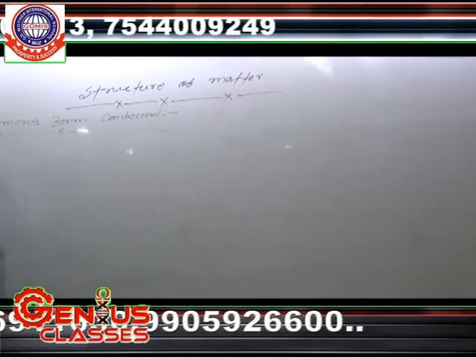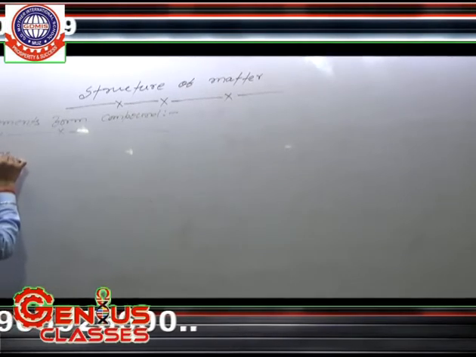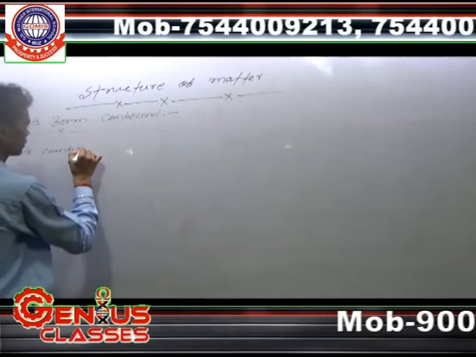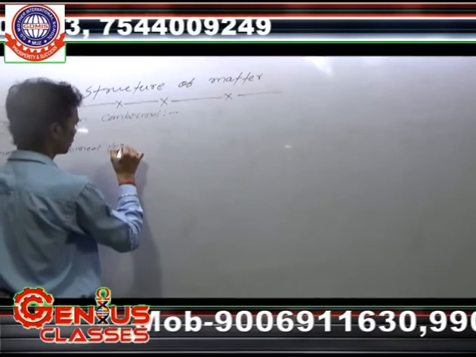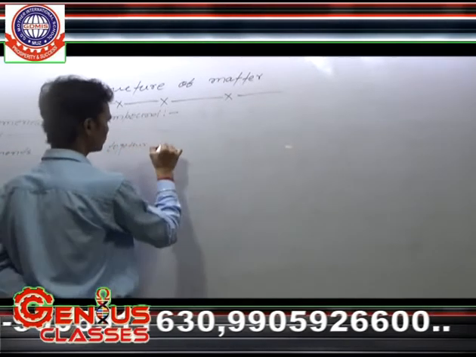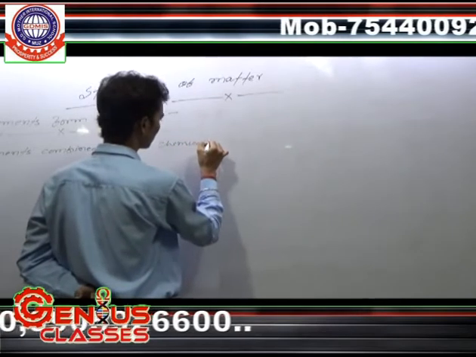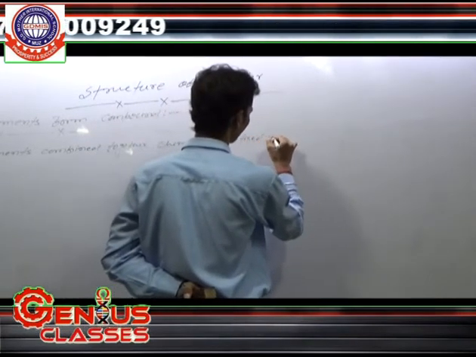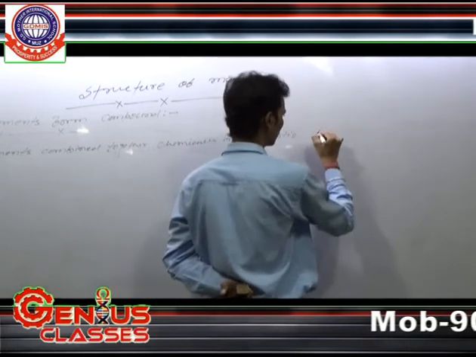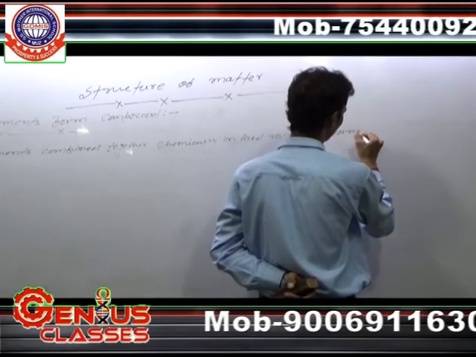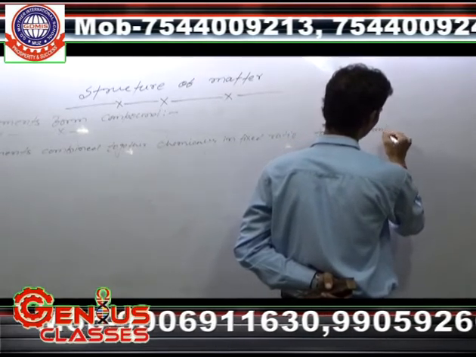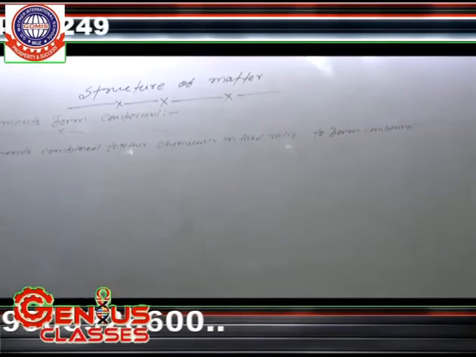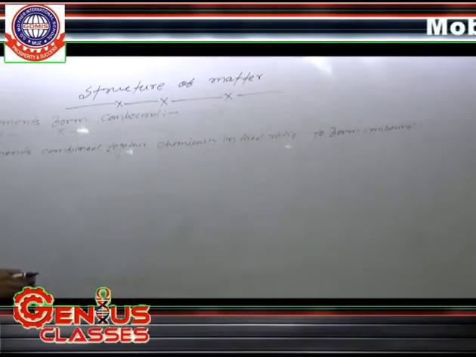So we write here, elements combine together chemically in fixed ratio to form compound. Elements combine together chemically in fixed ratio to form compound.